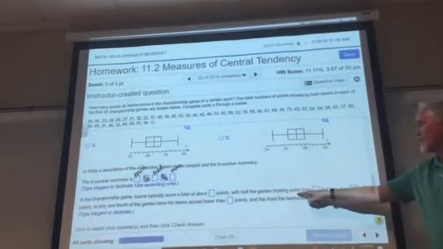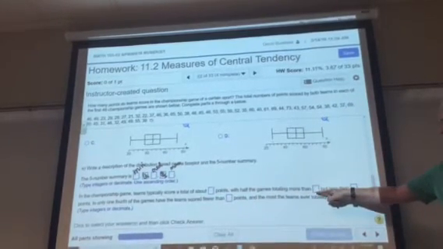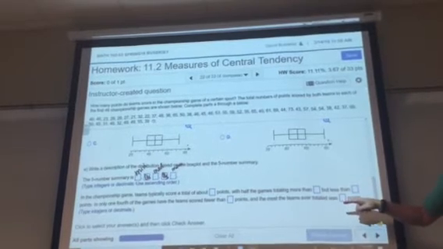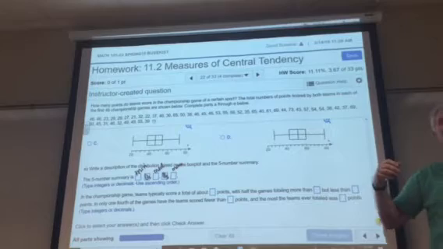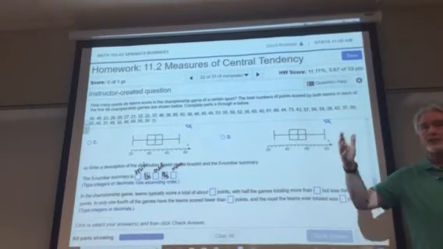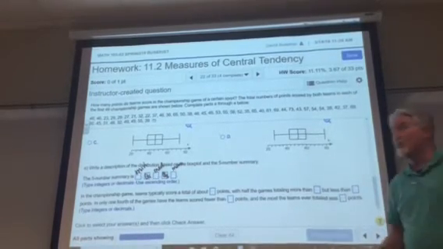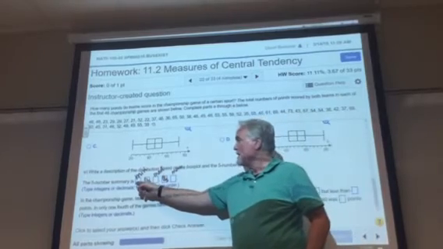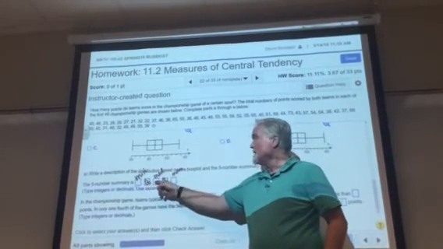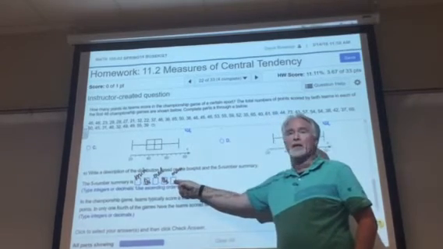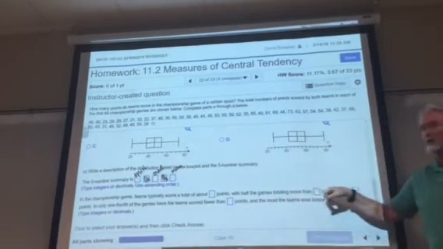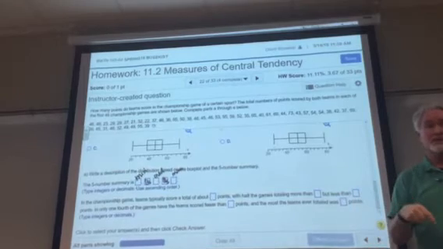Half of the games totaling more than this, but less than that. More than this value, but less than that value is talking about a range of values, a starting point and ending point. There are 3 different starting points and ending points. You could begin here, more than this but not more than that, or you could have more than this but not more than that. But this question is targeting the middle 50%.